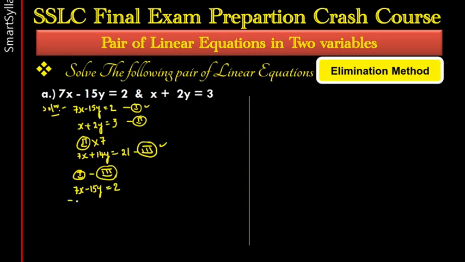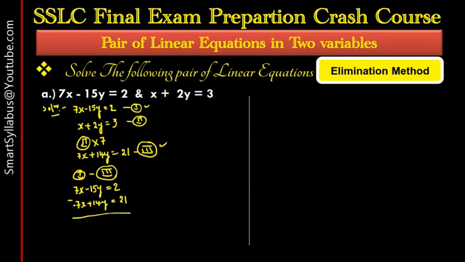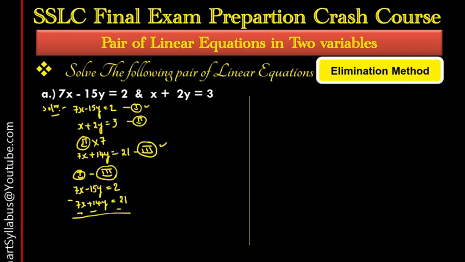Equation 2 minus equation 3 is 7x plus 14y, that's equal to 21. Subtract now. While subtracting, students, don't forget to change the sign of the second equation. So minus into plus is minus, minus into plus is minus, minus into plus is minus. So we get minus here. Their original signs are these: 7x sign is minus, 14y sign is minus, and 21 sign is minus.